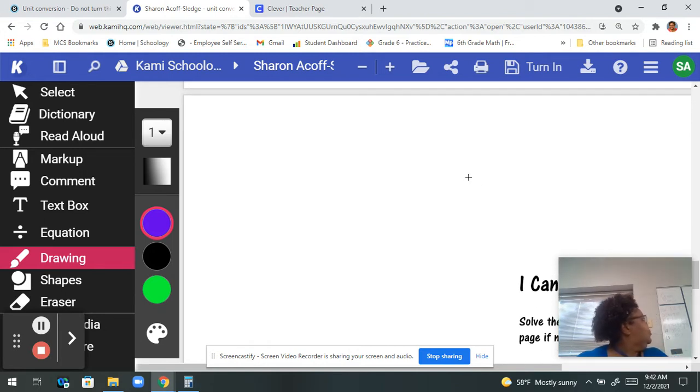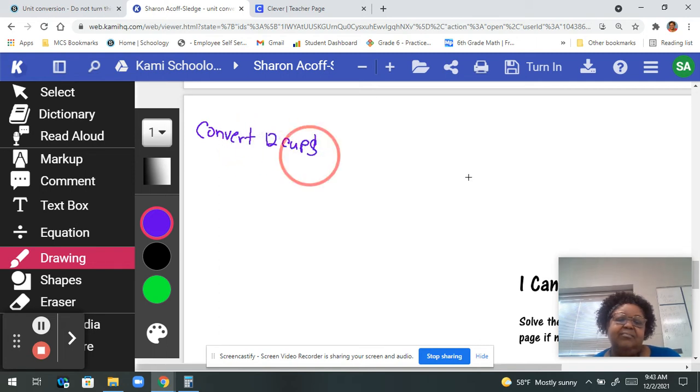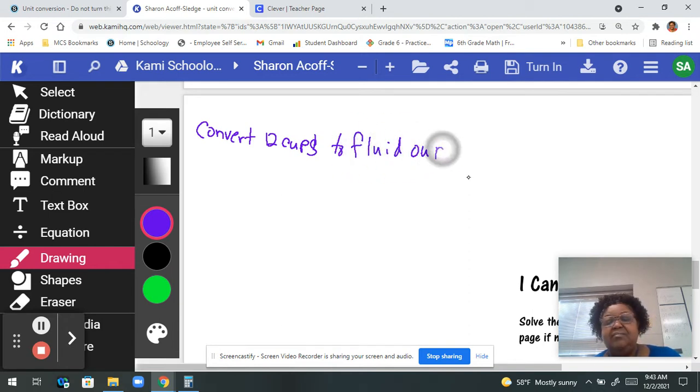I'm looking at what I have on the board. So we're going to convert 12 cups to fluid ounces. Okay, so convert cups to fluid ounces. And we're going to use ratios. There's another method that you can use, but I'm just going to use ratios.